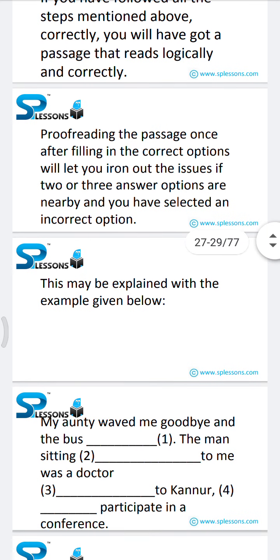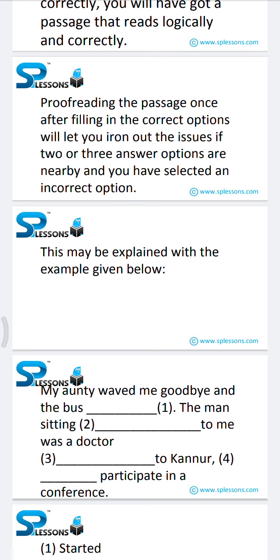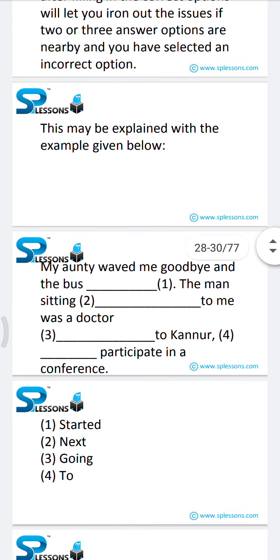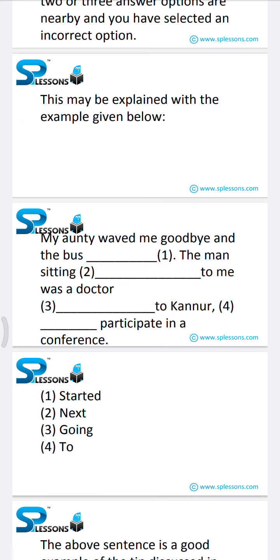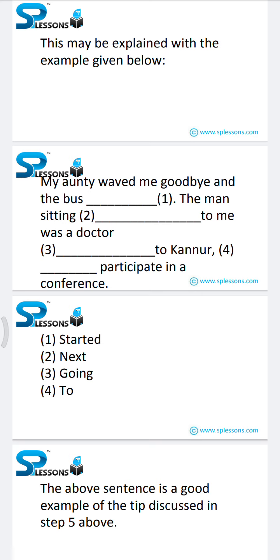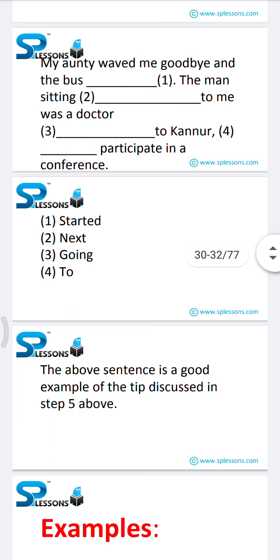Let's check the example. My auntie waved me goodbye on the bus, the man sitting blank to me was a doctor blank to Kannur and blank participated in a conference. So let's check the options. Those are 1 started, 2 next, 3 going, 4 to. So from these 1, 2, 3, 4 options, you need to find the correct option to fit the above question. The above sentence is a good example of the tip discussed in step 5 above.